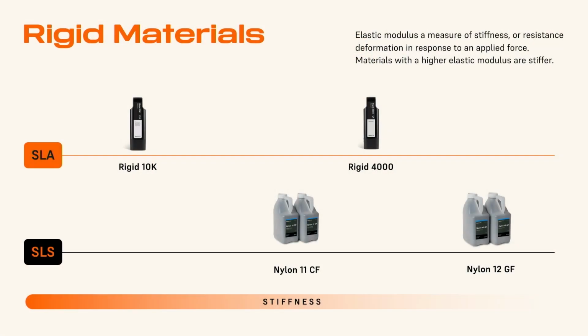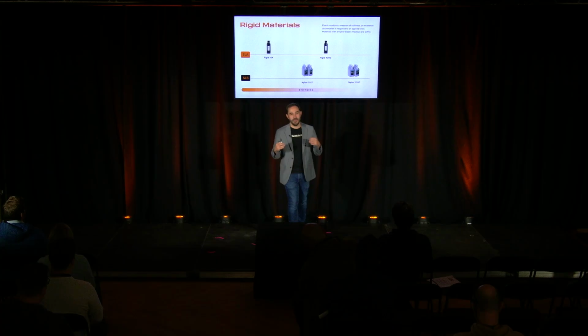The next family we have is going the other direction. So these are our most rigid materials. In this case, we're going to have that elastic modulus number be higher. So Rigid 4000, Rigid 10000, you can see that number is going up. And these materials are most frequently filled with something. That's how we usually get stiffer plastics, is we add fillers to them to get stiffer parts.